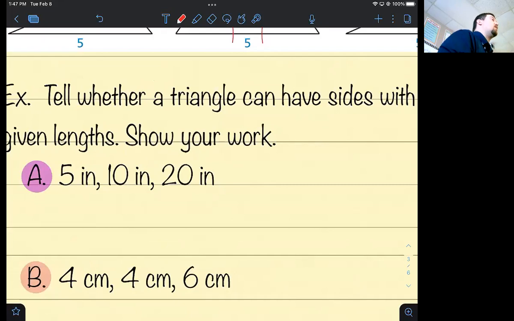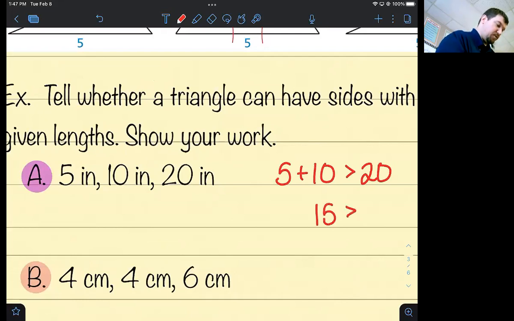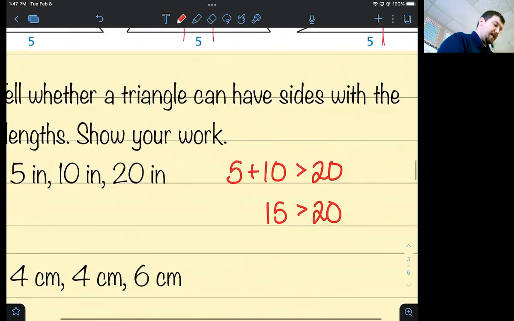Okay, so here's how I'm going to show my work on my worksheet. I'm going to say 5 plus 10 has to be greater than 20. Then I'm going to add up 5 and 10. Deegan, what's 5 plus 10? 15. Deegan, is 15 greater than 20? So then I'll put a no next to that, and that's my work.